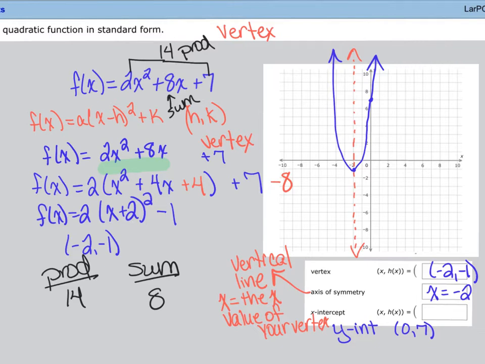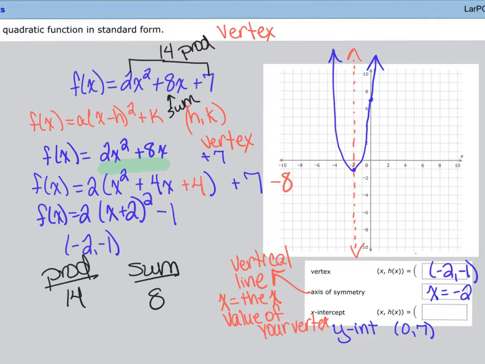There's not, okay? 2 times 7 equals 14. When I add those together, what do I get? 9. 1 times 14 gives me 14. When I add those together, I get 15. It doesn't work, okay? This cannot be factored. So we're going to have to do something else. We're going to have to do either the quadratic formula or completing the square.